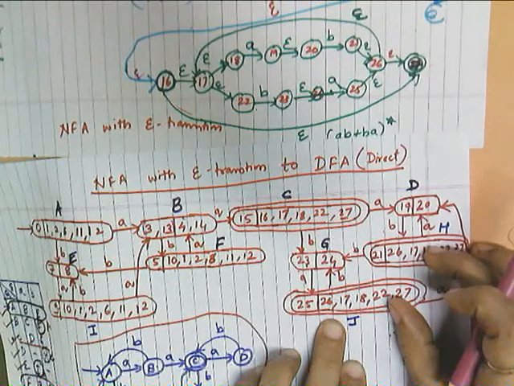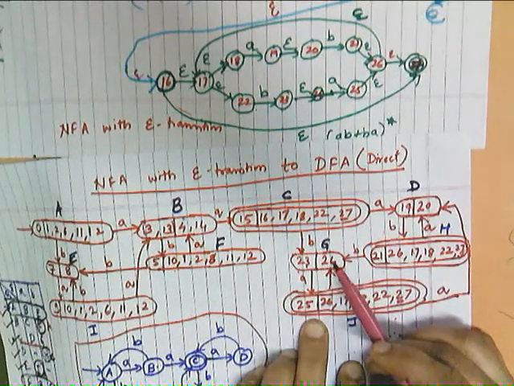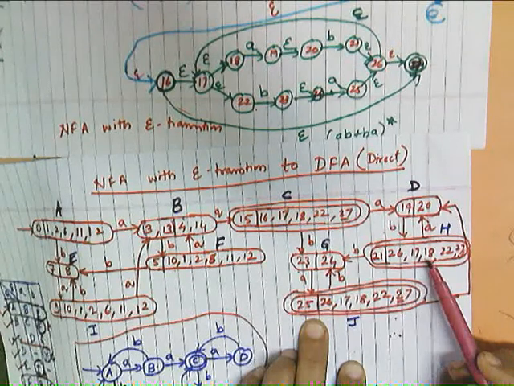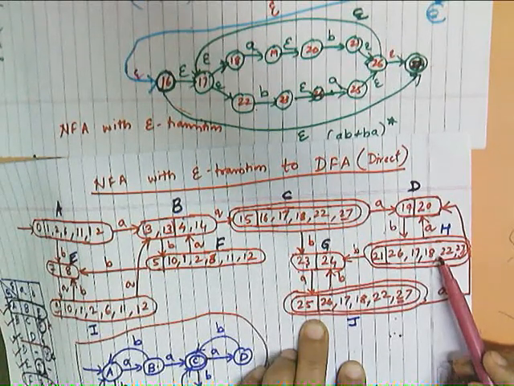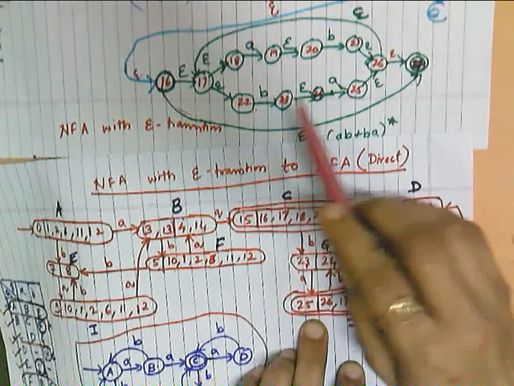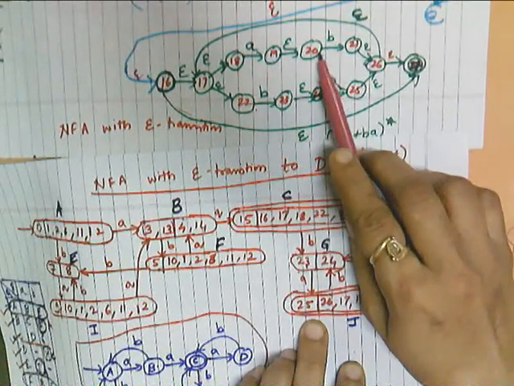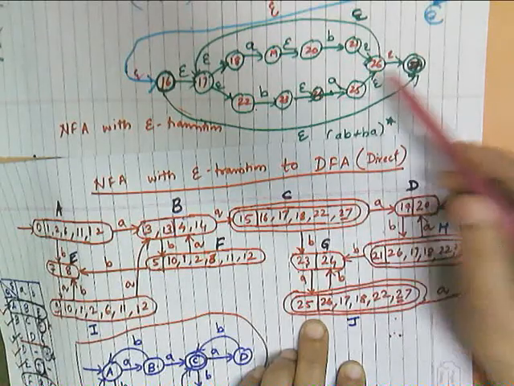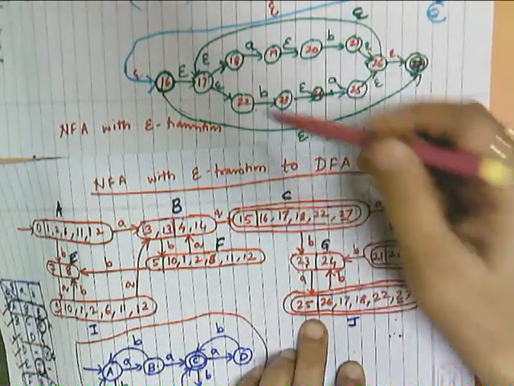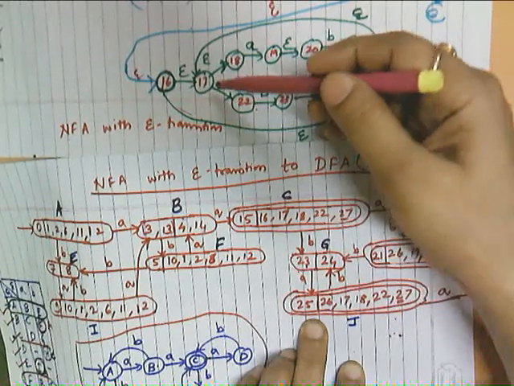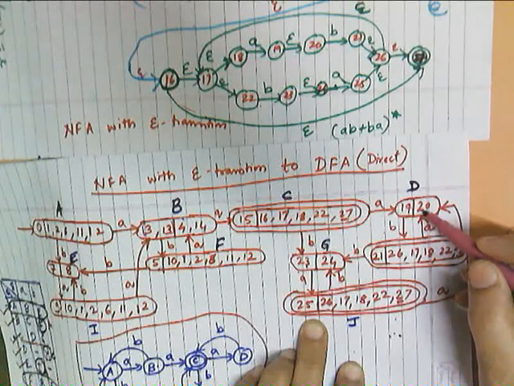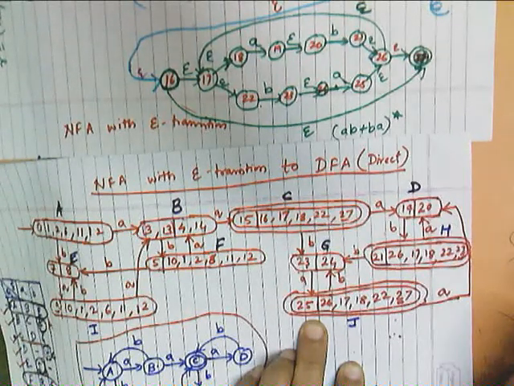So these two states are generated. We have checked for this, we have checked for this. Now we have to check it for this. So this state on A moves where? 21 on A moves nowhere, right? 26 on A moves nowhere, 17 on A moves nowhere, then 18 on A moves to 19. So it is moving back to this particular state.